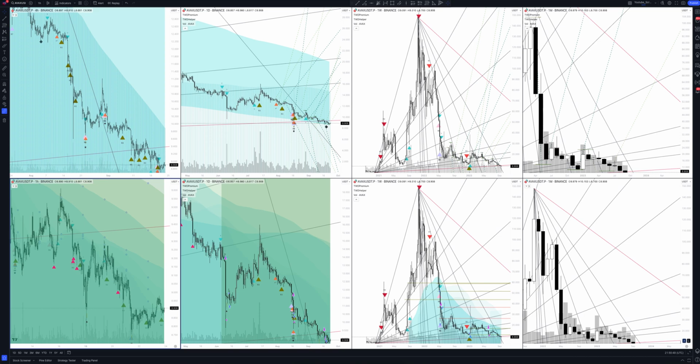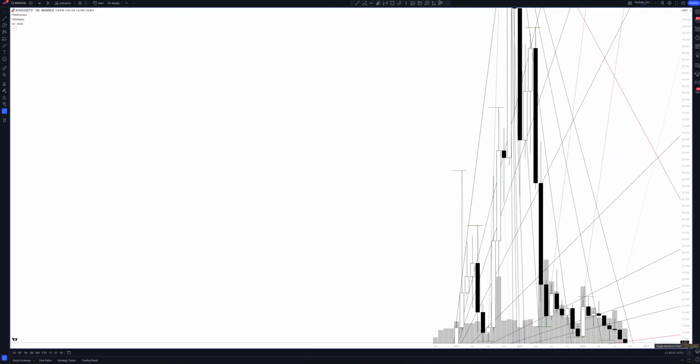Today we will take a look at Avalanche cryptocurrency. Let's analyze the market situation and find out how you can make money on it. Let's start. We always start our analysis from the global market.